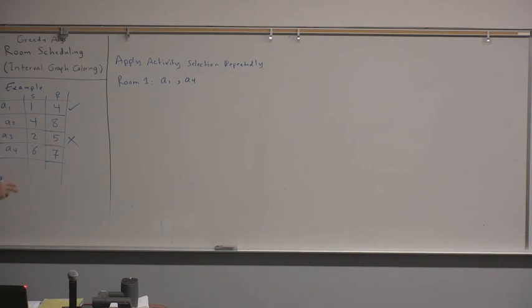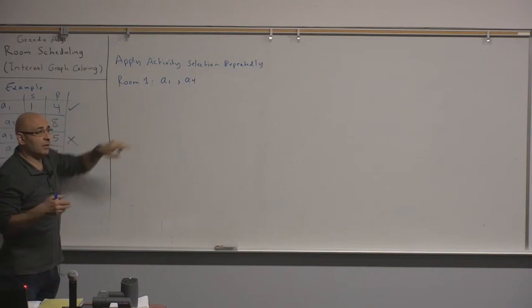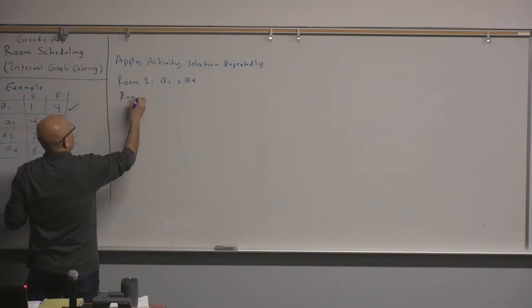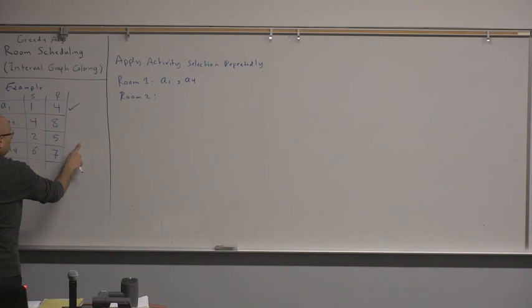This is what we are going to do. We're going to do activity selection repeatedly. So we're going to do room 1. We can fit A1 and A4. Room 2. In room 2, we are left with 2 activities. So which one should we consider first? A3, the one that we did not take.